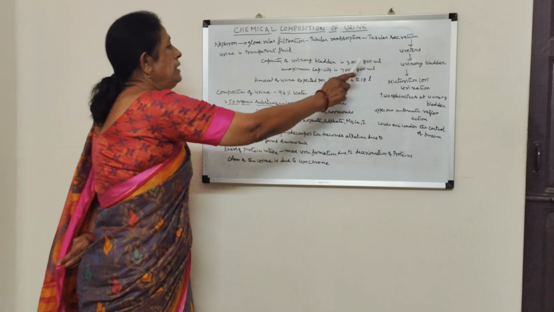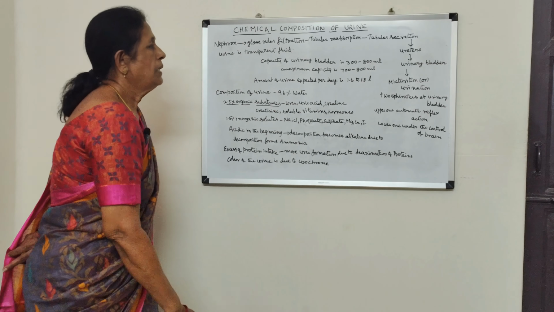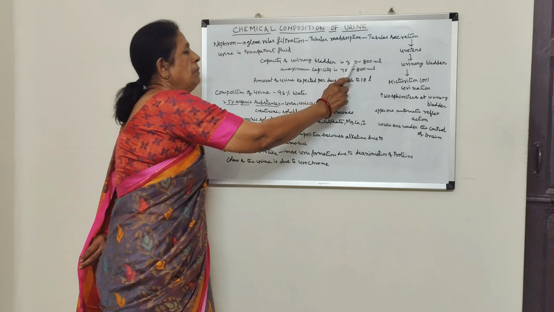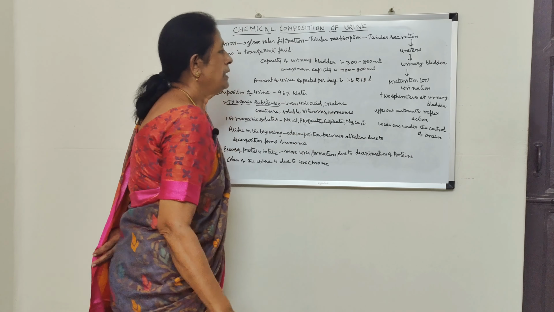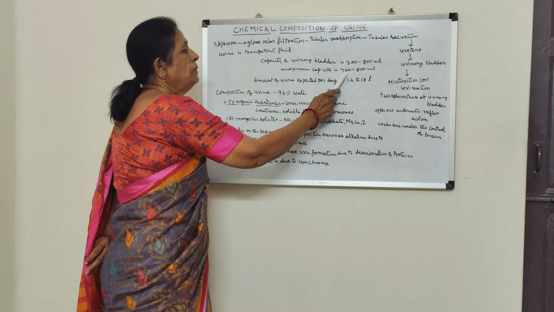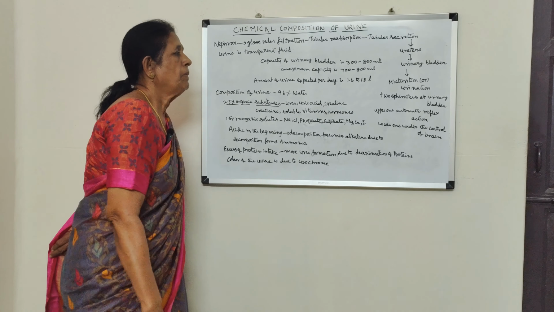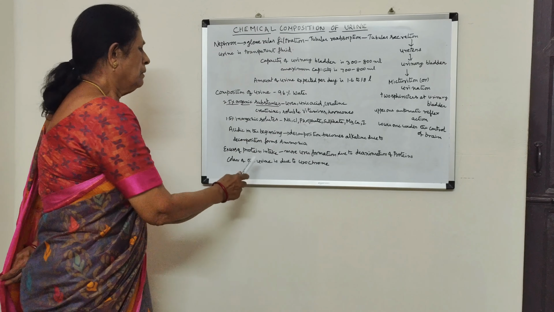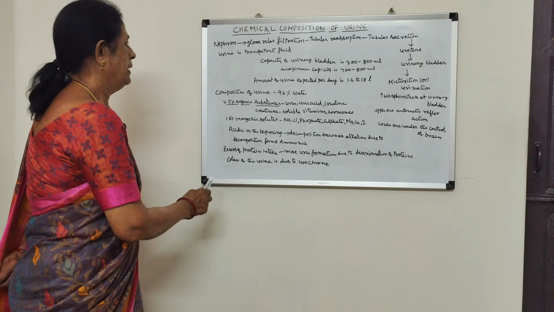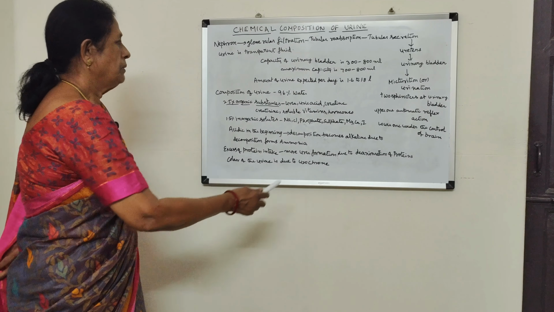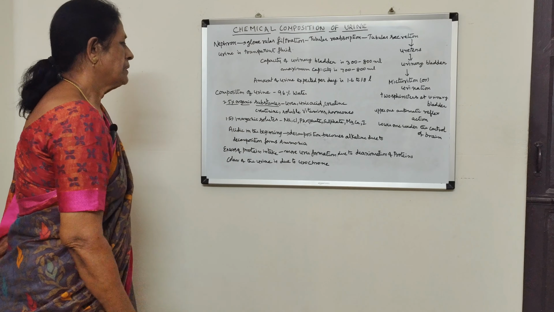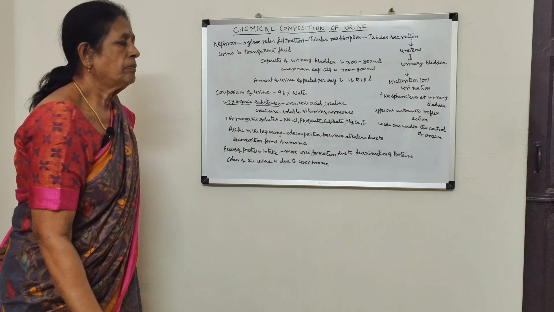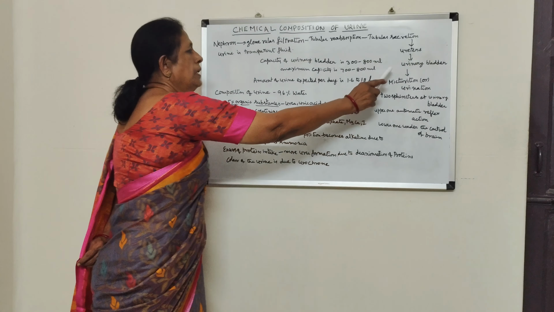When the ureters open into the urinary bladder, the urine is temporarily stored. The capacity of the urinary bladder is 300 to 800 ml, and maximum it can hold 700 to 800 ml of urine. Per day a person urinates about 1.6 to 1.8 liters of urine.